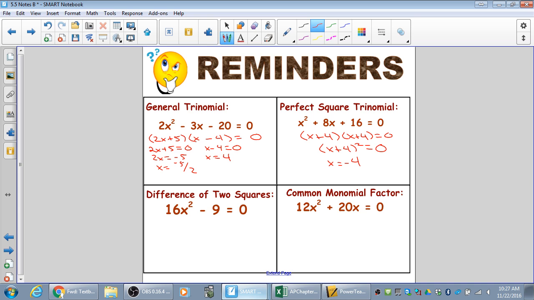We have the difference of two squares. 4x minus 3, 4x plus 3. The pattern there: the inside is 0, the middle term is 0. So 4x minus 3 equals 0. We can add 3. I know I'm kind of in the way. I'm trying to get out of the way. So x equals 3/4.